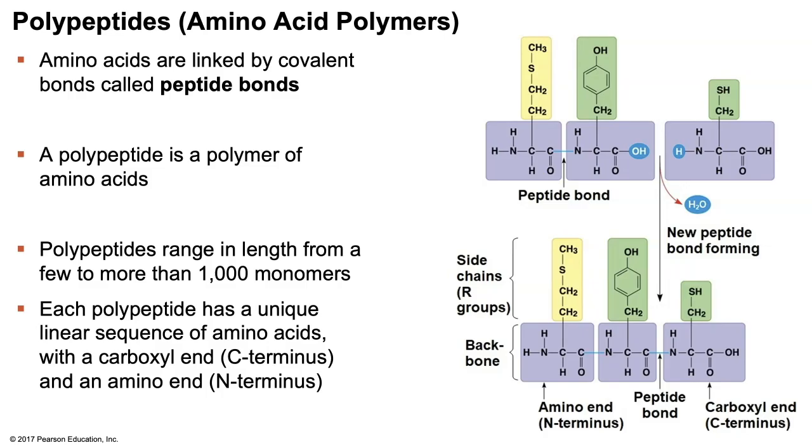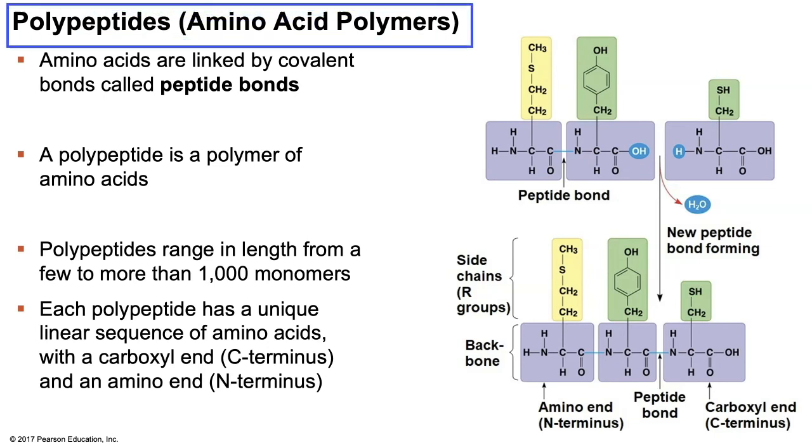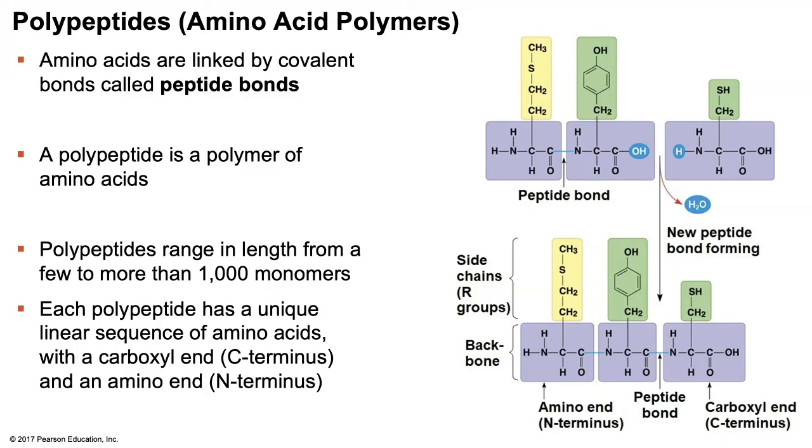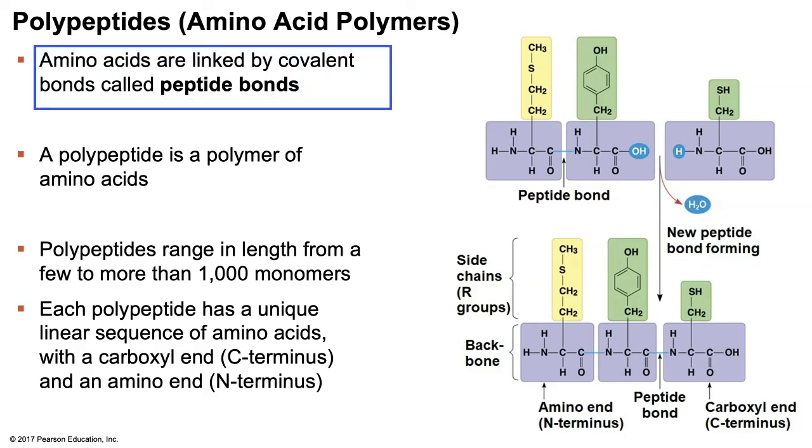So now that you are familiar with the monomers that make up proteins, our 20 amino acids, let's focus on how to build the polymers for proteins, which we call polypeptides. A polypeptide is a polymer of amino acids that can range from a few in a row to more than 1,000 connected. To build the polymer chain, the amino acids are linked by covalent bonds, and for proteins, the covalent bonds here are called peptide bonds.